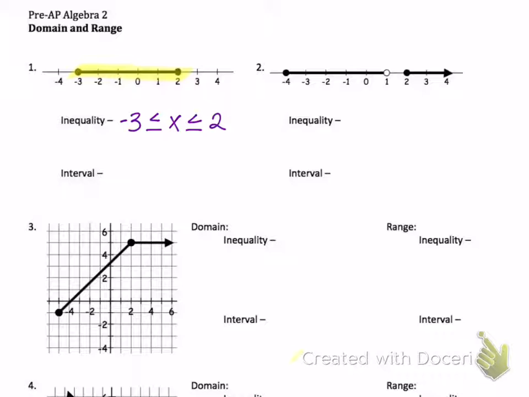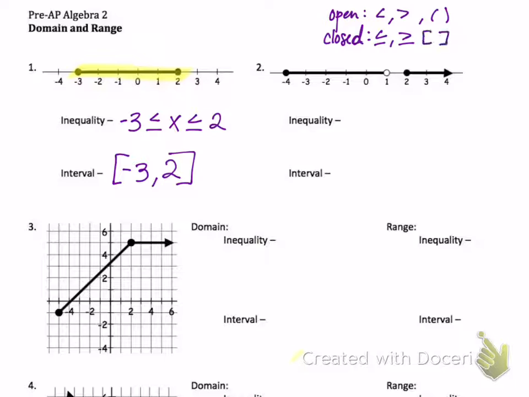Then if I were to write this in interval notation, remember that if you have a closed circle, then you use a bracket. So it would be bracket -3 to 2 bracket. So if you have an open circle, it's less than, greater than, parentheses. And if you have a closed circle, it's less than or equal to, greater than or equal to, and then brackets.